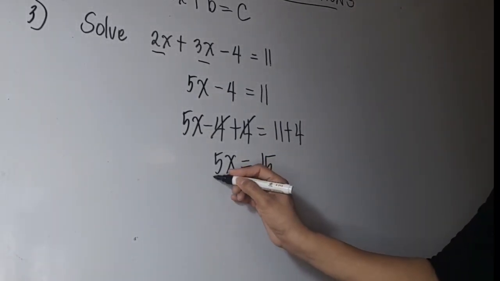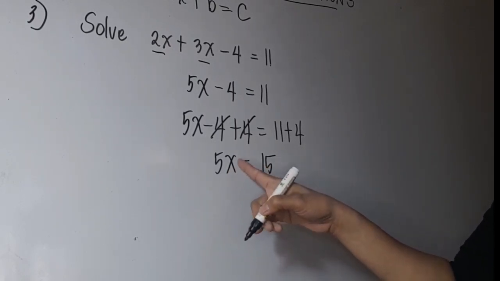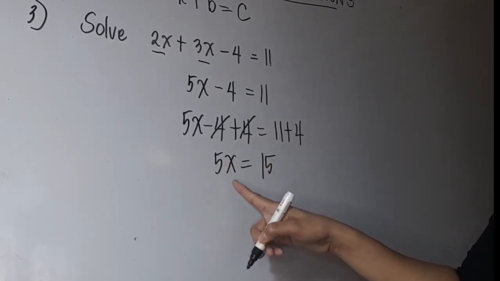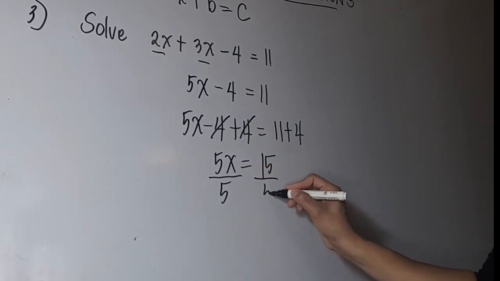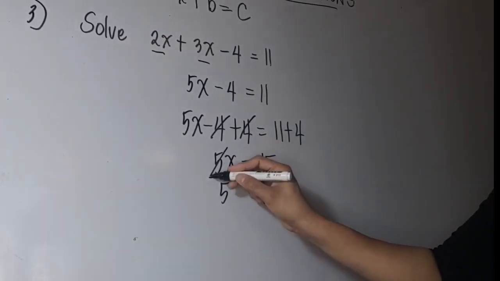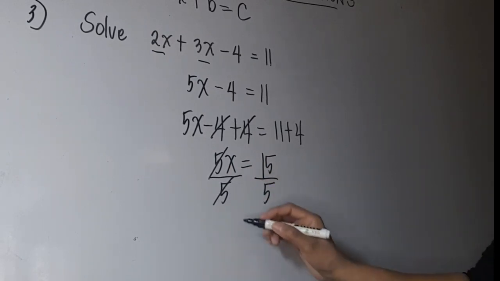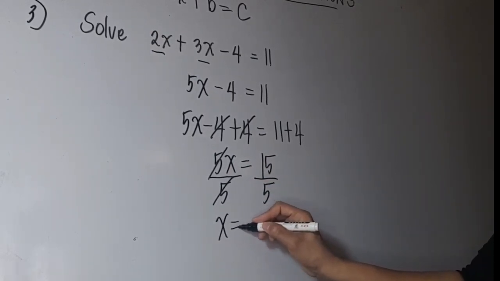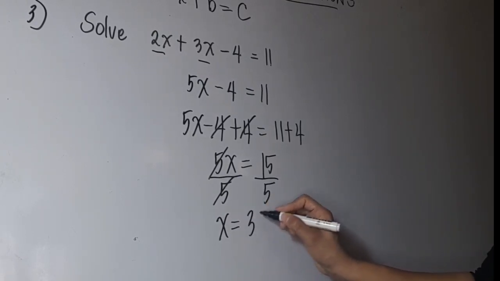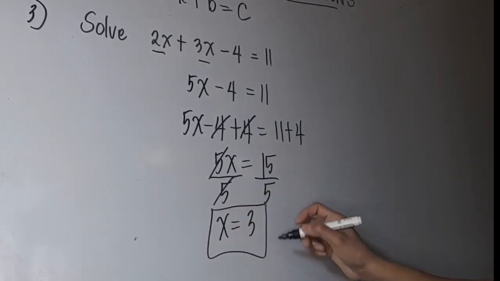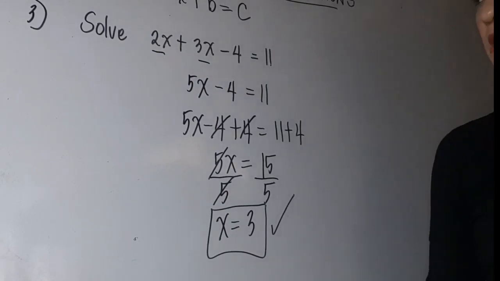So, to isolate x, you are going to divide because this is multiplication, 5 times x. So, divide by 5, divide by 5. So, 5 and 5 is cancelled. So, we have x equals 15 divided by 5, which is 3. So the solution or root is 3.